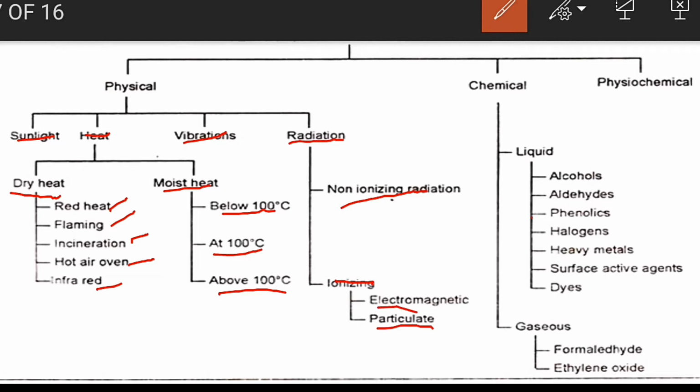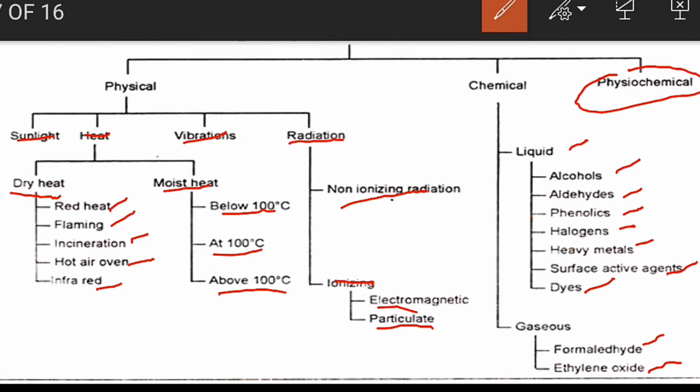So these are the physical types of sterilization. While in chemical, we use different types of chemicals, such as in the liquid form: alcohol, aldehyde, phenolic, halogen, heavy metals, surface active agent, dyes. Also we use the gaseous form of chemicals such as formaldehyde and ethylene oxide. And physiochemical is the combination of both physical and chemical methods of sterilization. So these are the techniques of sterilization.